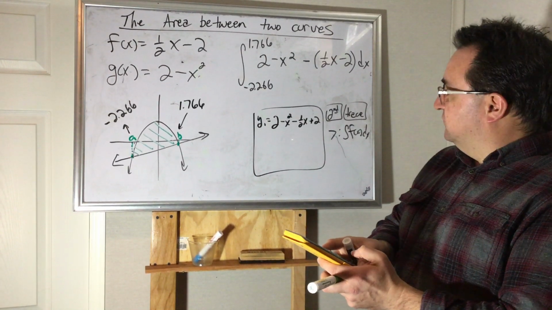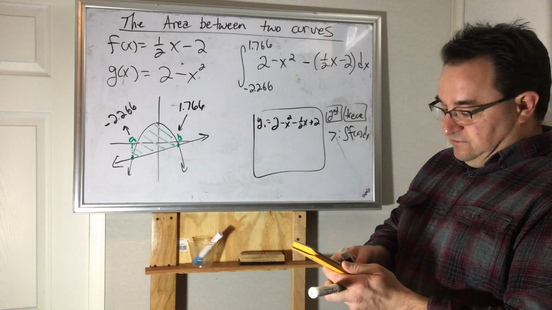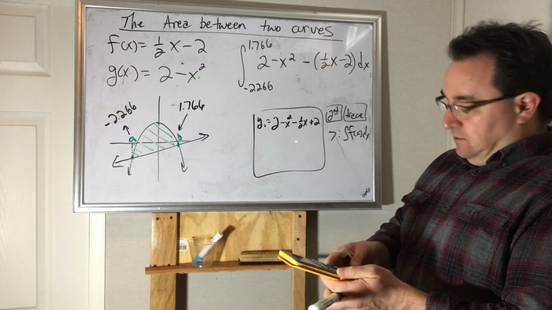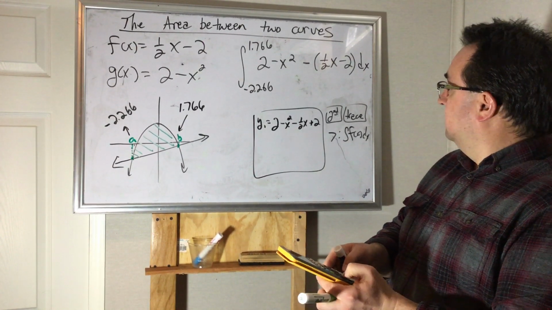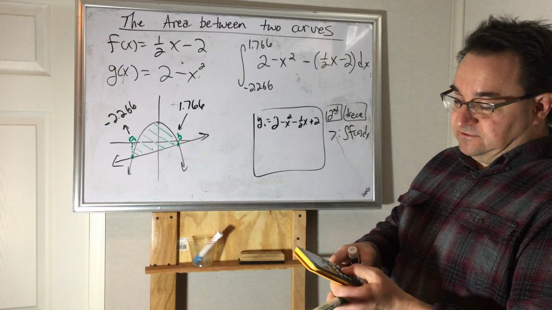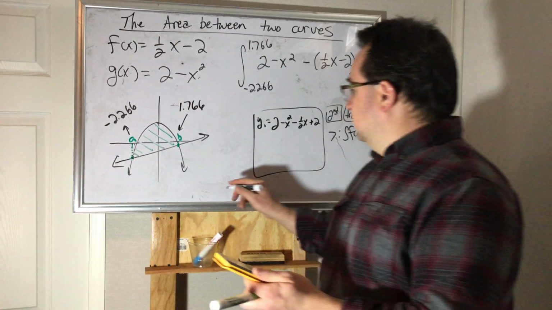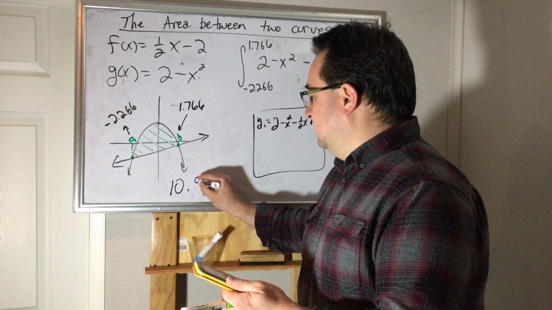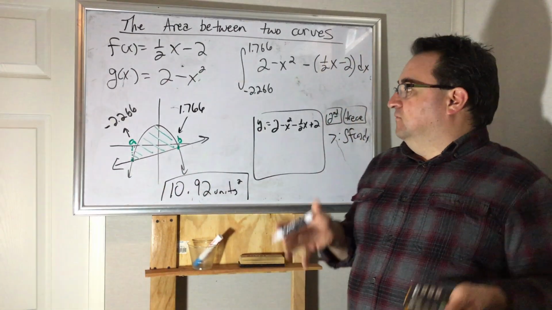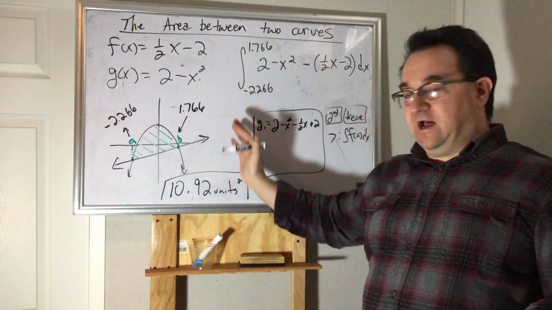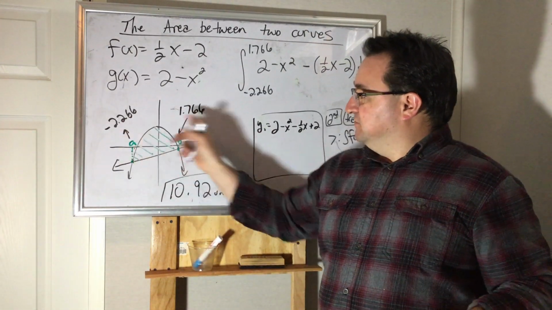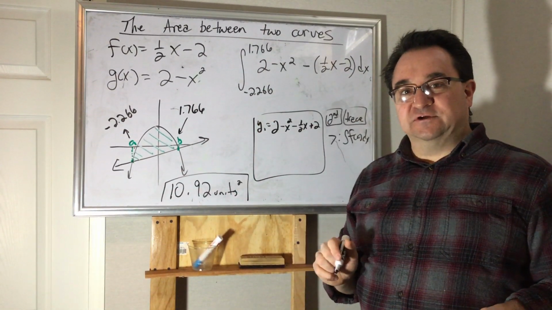So I have negative 2.266 up to 1.766. I'm going to just enter it in like I see it: minus 0.5x plus 2. Be careful of those signs. And my calculator is saying 10.92 units squared. Right, so it's not bad. You've got to pay attention to what the top is, what the bottom is. This time I had, meaning you have to find these points of intersection so we have our limits of integration.